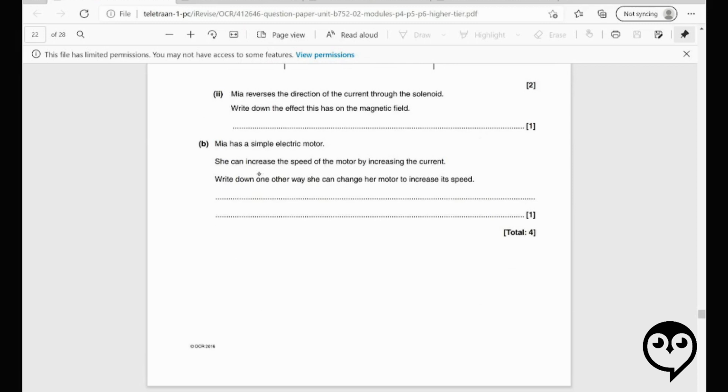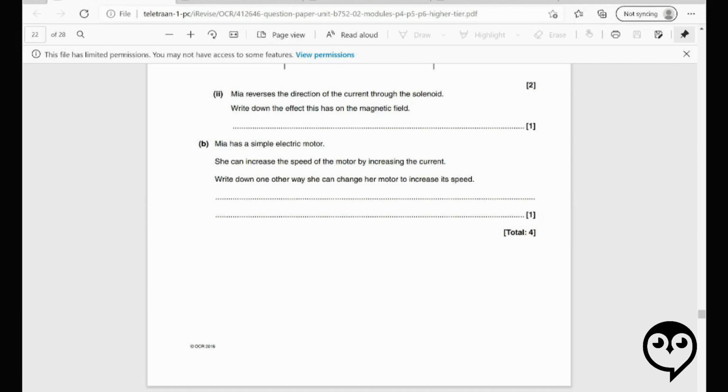And then here, Mia has an electric motor. She can increase the speed by increasing the current. Write down one other way she can increase the motor speed. Okay, again, I can't draw on this particular paper, but if you remember your formula, F equals BIL, the force, the motor effect. B is the strength of the magnetic flux density, so you could increase the strength of the magnets, move them closer together. You could increase the current, that's the I, they've said that already. And then L, you can increase the length of wire in the magnetic field.